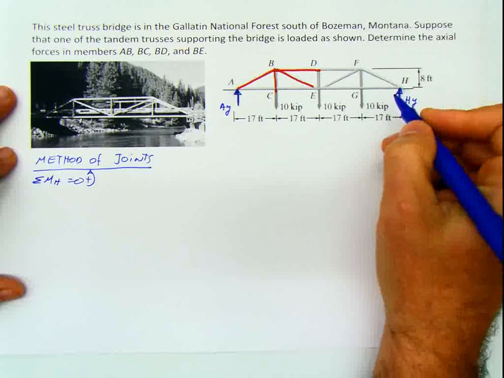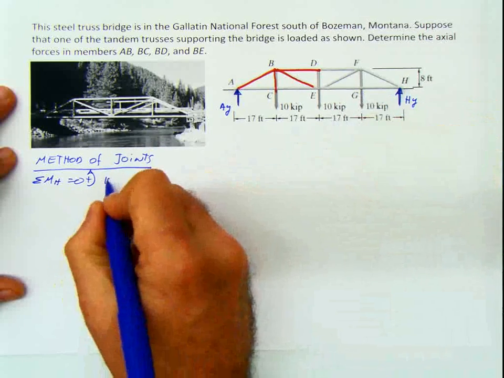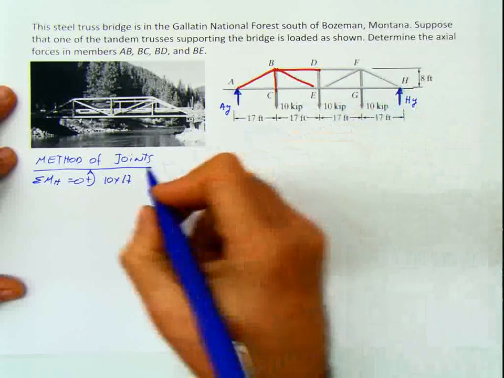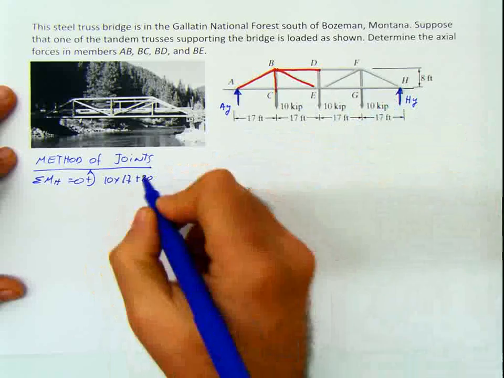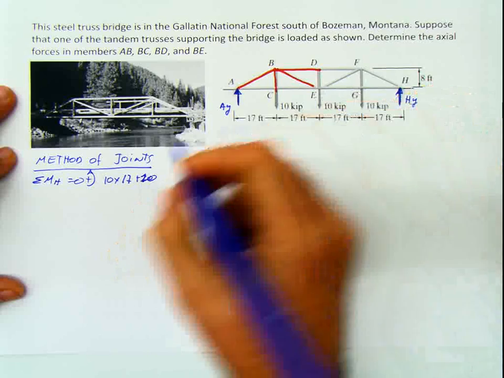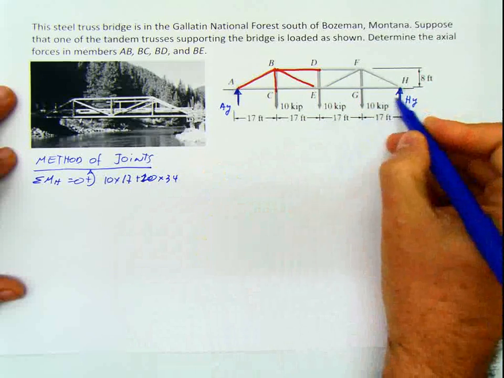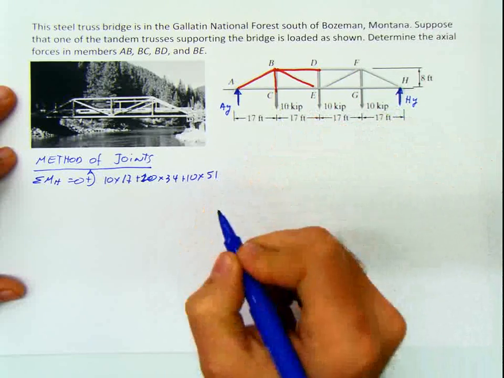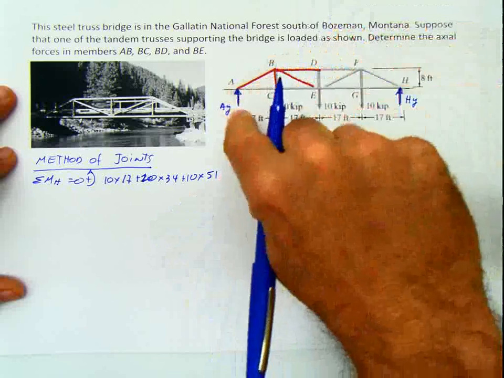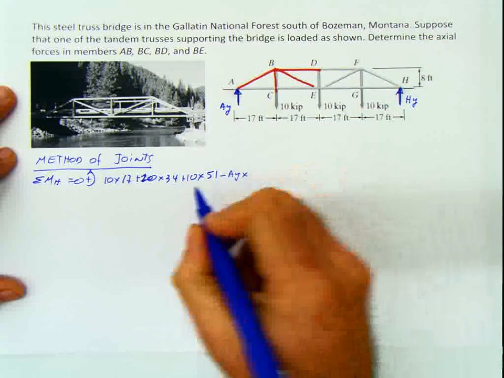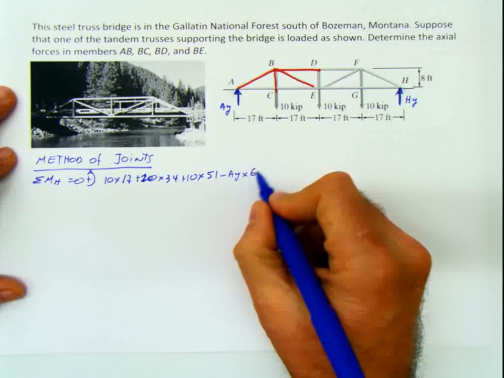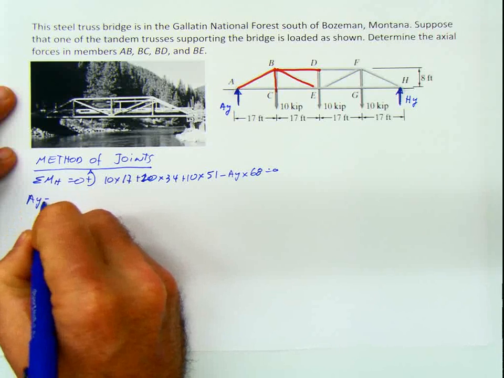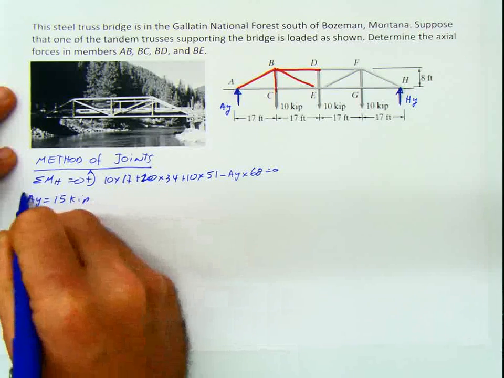So if that is what is happening, then I'm going to have 10 times 17 positive plus 20, plus 10 again, times 34, plus 10 again, times 51, minus AY times 68 equals 0. And with that, we can say that AY is equal to 15 kip.